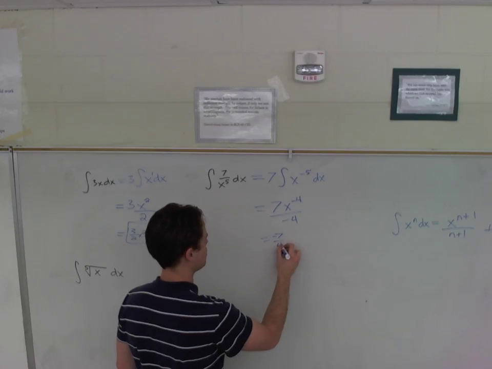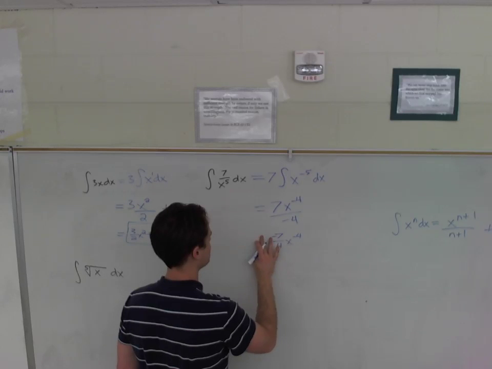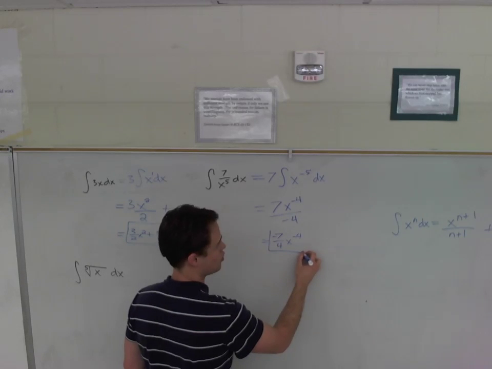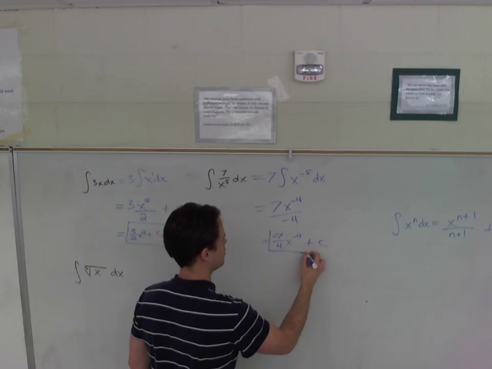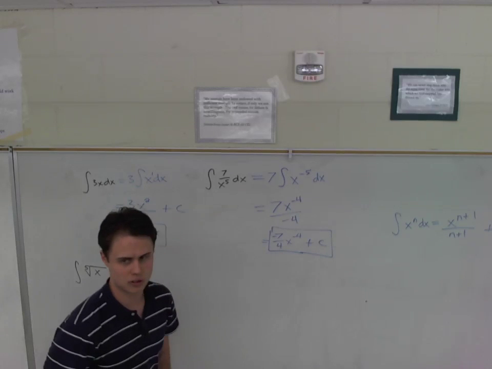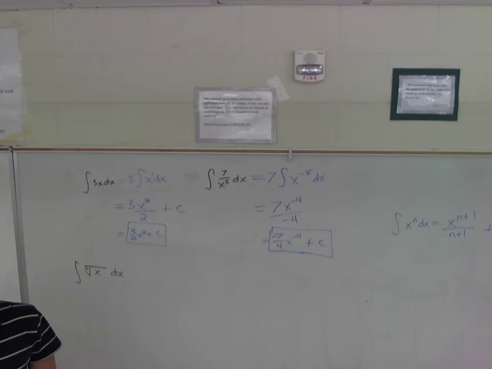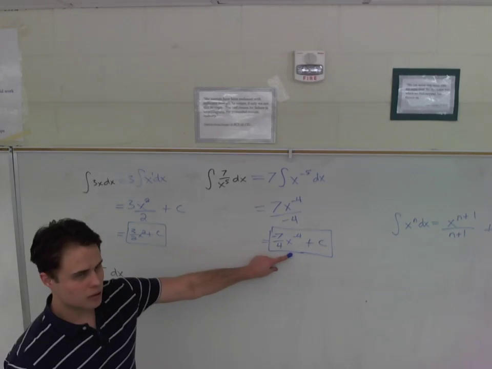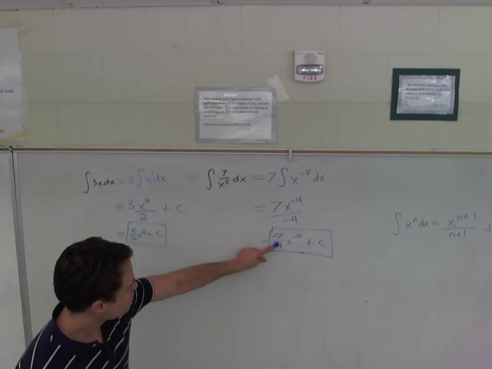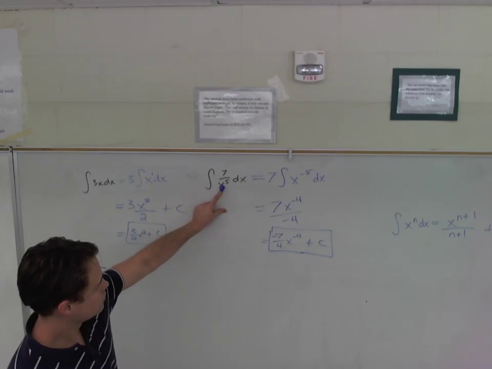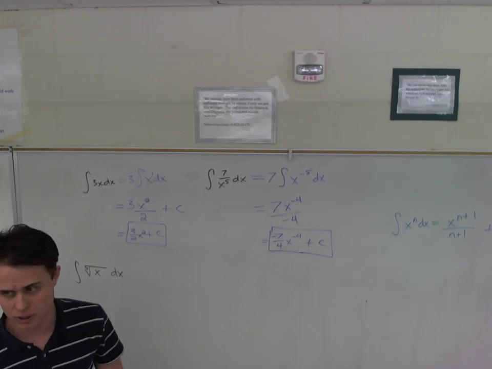I hear you guys trying to do it all in one step, which is fine. You'll get to that point, but... Oh, what did I forget? Plus c, because there's an infinite number of things that could work, right? So now if you take the derivative of that, remember the whole point of this is if you take the derivative of that, what are you going to get? That. And that's the point. Okay?